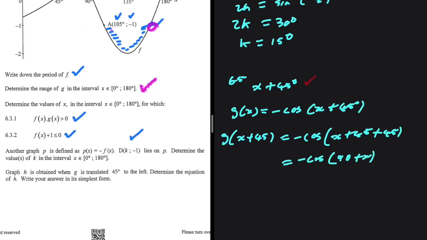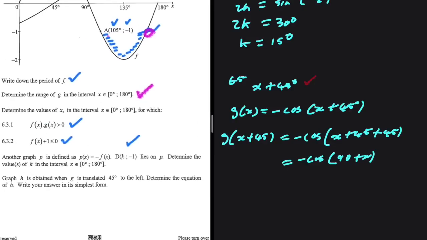They say we must write it down in its simplest form. Can we change cos of 90 plus x into something else? I think we can. Let me know in the comment section how we can further simplify minus cos of 90 plus x.